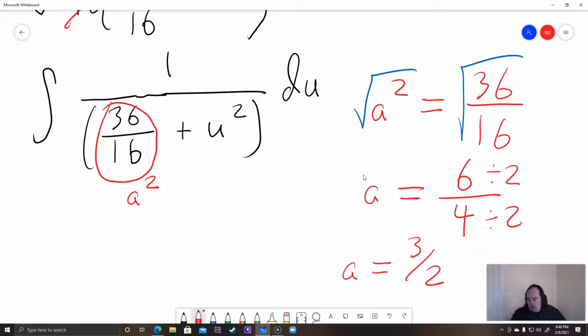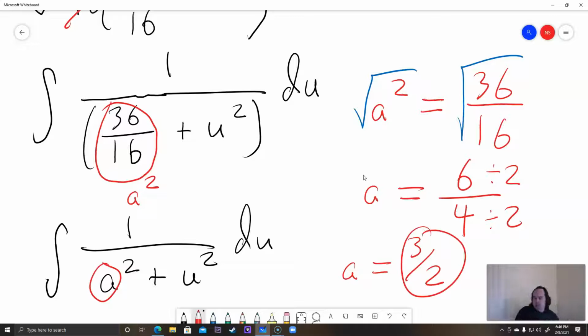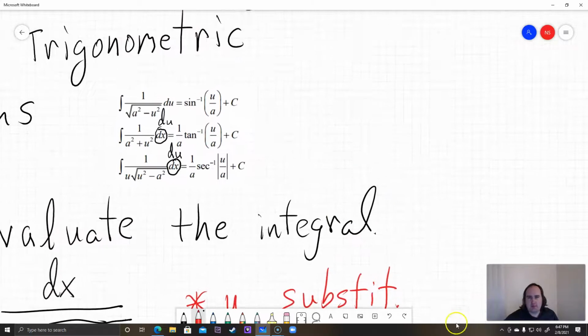Okay, so what we really have here is the integral of 1 over a squared plus u squared du, where a is actually equal to 3/2. And that was the hard part. Now the easy part is just using the formula. So notice I got it exactly in that form. So now we can just use the formula.